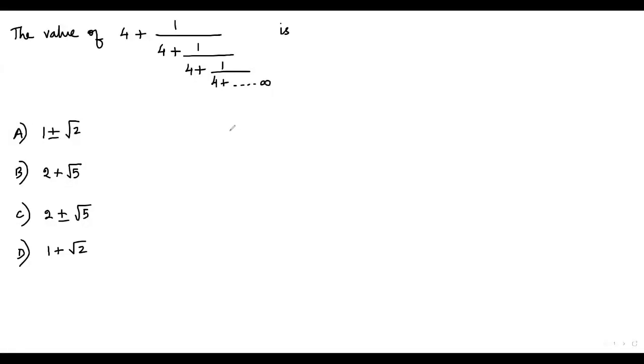Here we have a problem on quadratic equation. That is, we have to evaluate the value of this numerical expression: 4 plus 1 over 4 plus 1 over 4 plus 1 over 4 plus, and it keeps going infinitely. Okay, now let me assume the value of this numerical expression as the variable x, that is x equals 4 plus 1 over 4 plus 1 over 4 plus 1 over 4 plus, and it keeps going infinitely.